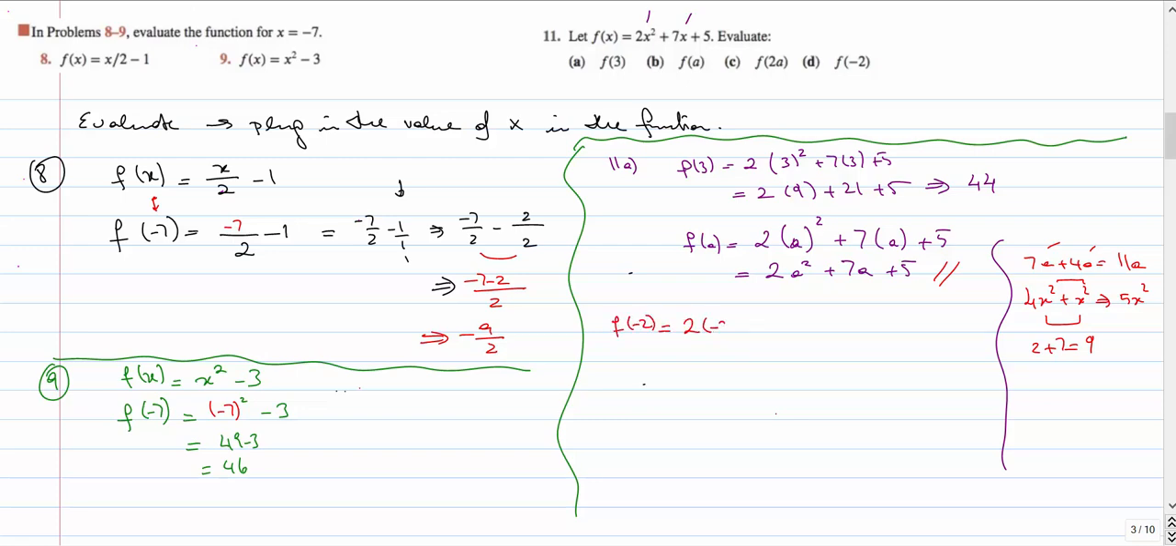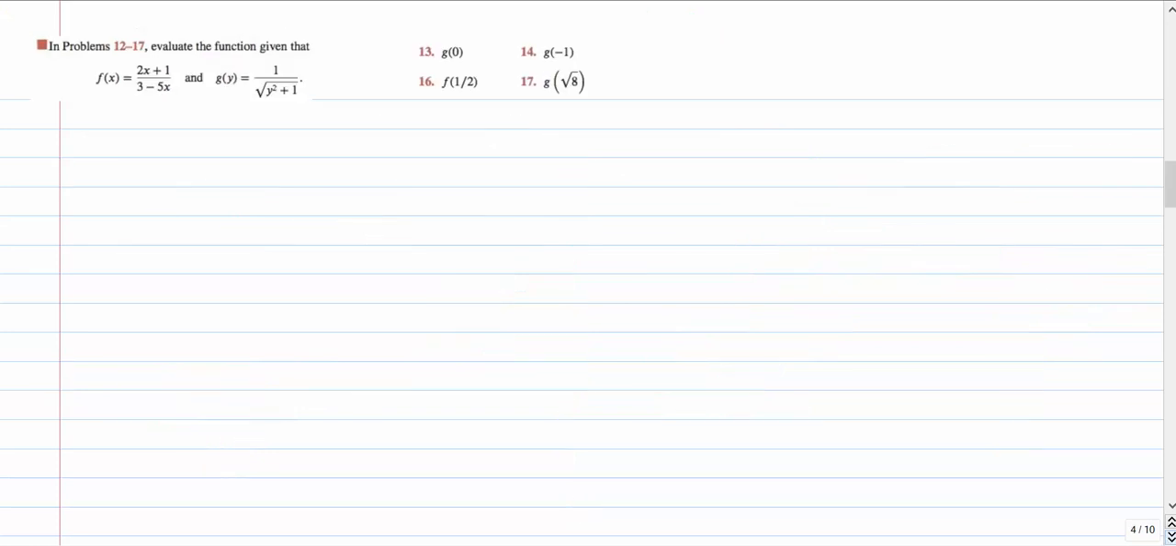So 2 times -2 squared plus 7 times -2 plus 5. So 2 times 4, opposite signs is negative, plus 5. 8. And then the answer will be 8 minus 9, which is -1.